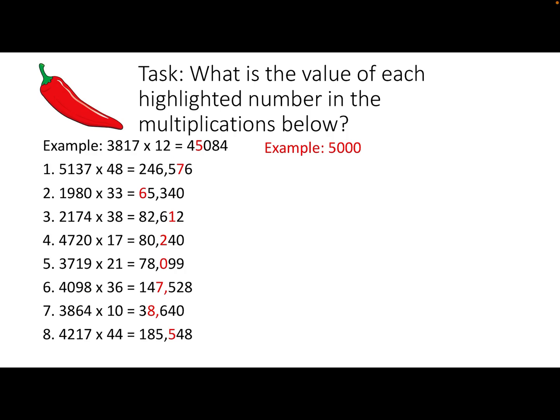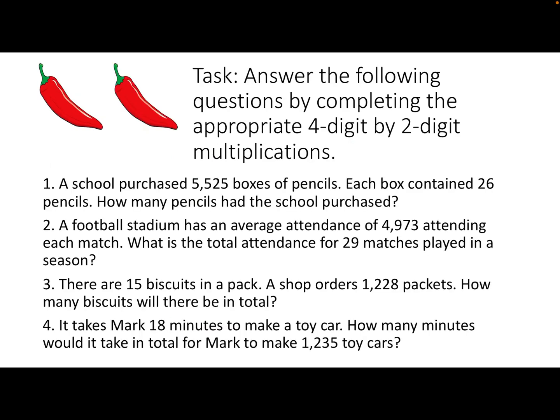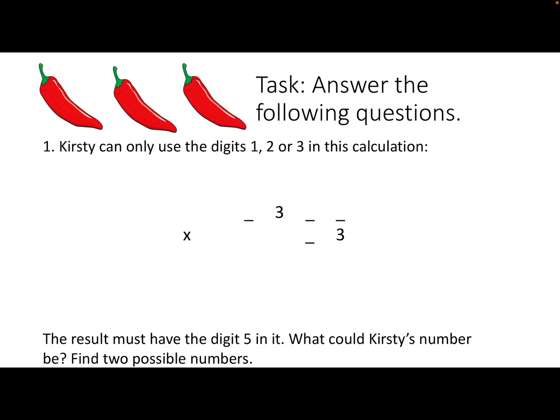So what I want you to do is work out what the value of the highlighted number is in each of these calculations. This is for 1 chili. What is the value? So for example, the value of the 5 in here is 5,000. Each of these, 1 through 8. Number 2, answer the following questions by completing the appropriate 4-digit by 2-digit multiplications. So read the worded questions and then work out the answers.